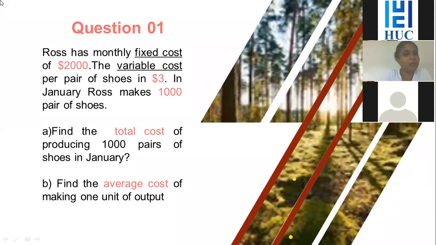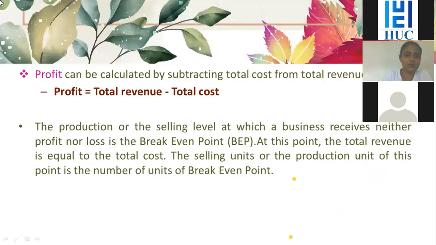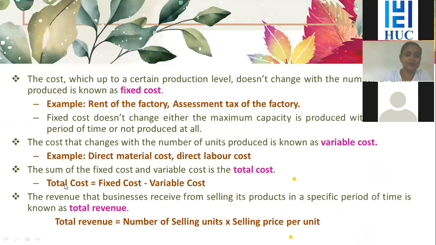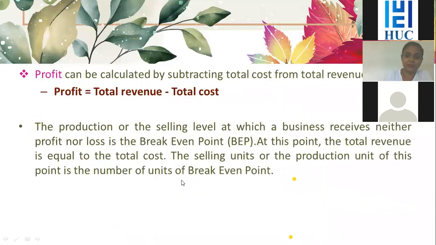Question number 1. Rose has a monthly fixed cost of $2,000. The variable cost per pair of shoes is $3. So we can think Rose's business is manufacturing shoes. In January, Rose makes 1,000 pairs of shoes. What they're asking is: find the total cost of producing 1,000 pairs of shoes in January. So for total cost, we have the equation here: total cost equals fixed cost plus variable cost.